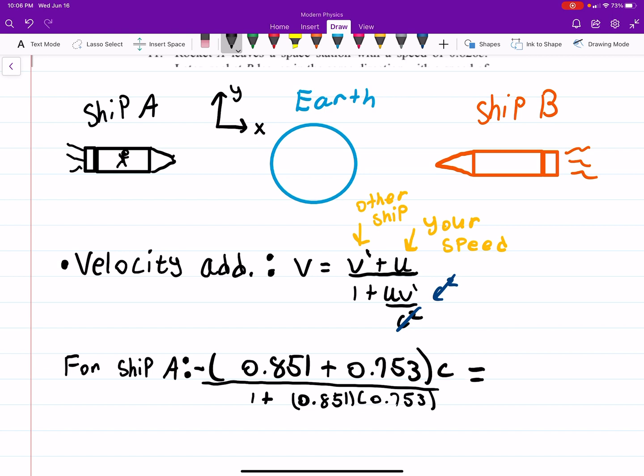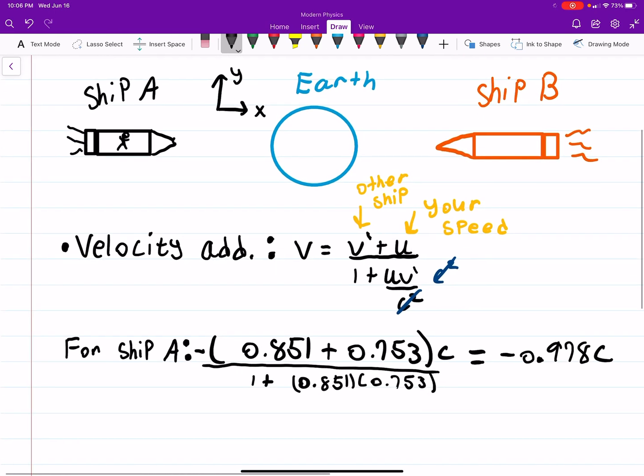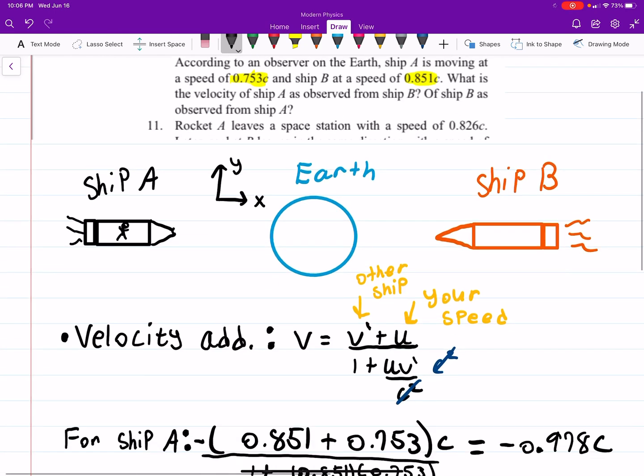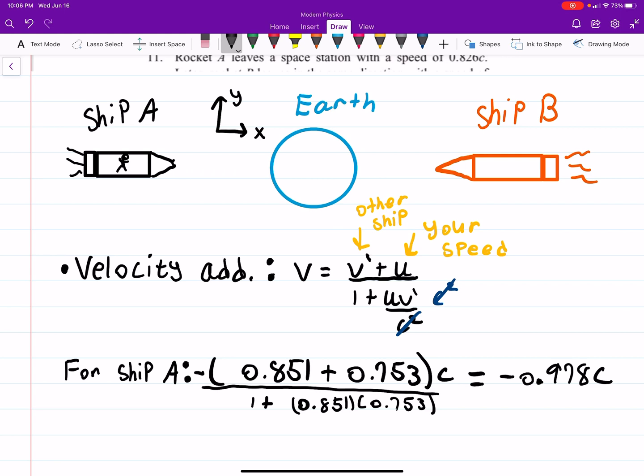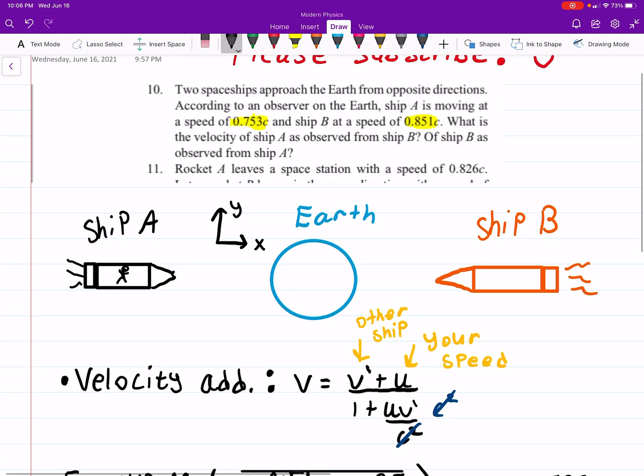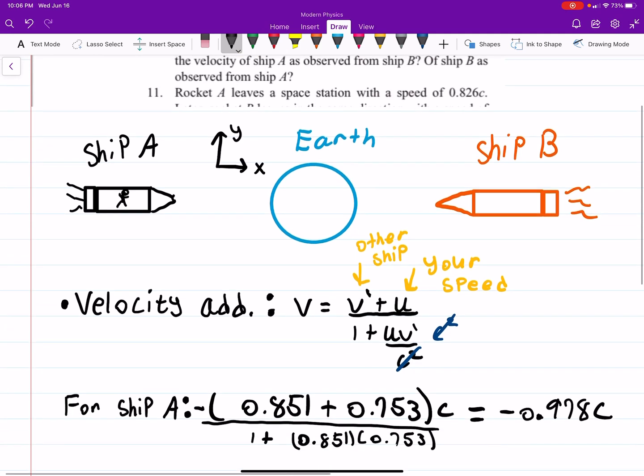And when I put that in, I get negative 0.978c. So that's how fast ship B looks to be going to ship A. And that makes sense. It should be going faster than it's actually going, but it shouldn't be going faster than the speed of light c. Neither of those is happening. It is going faster, but it's not exceeding the speed of light.